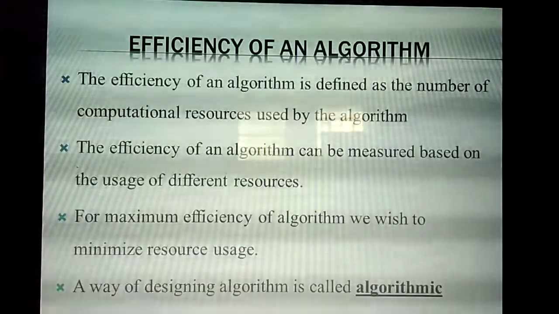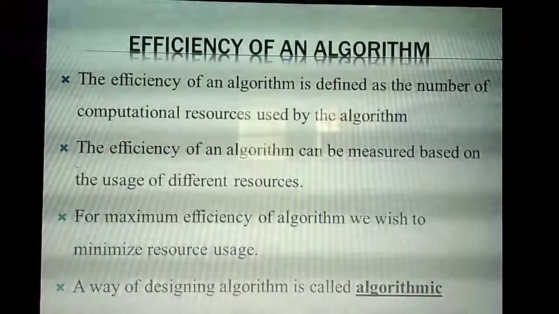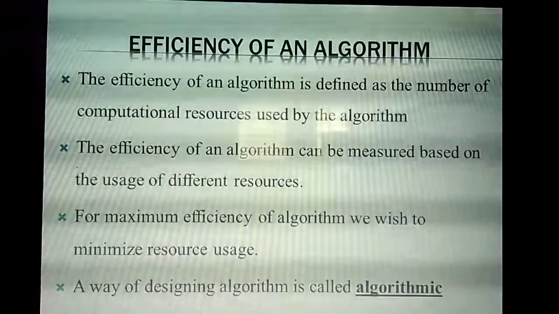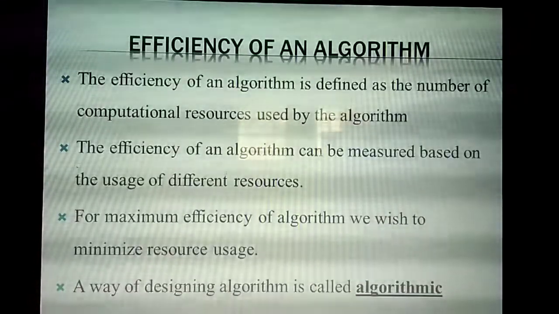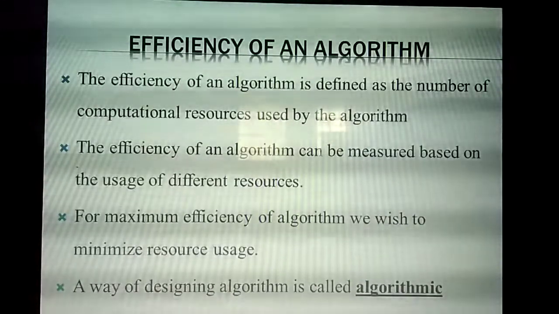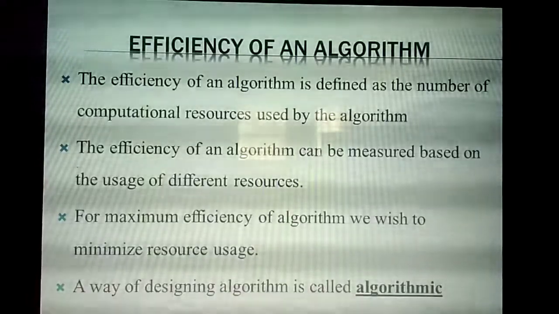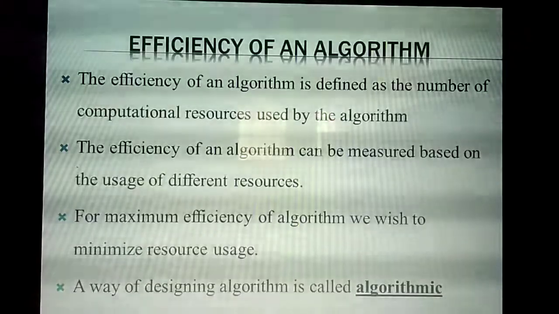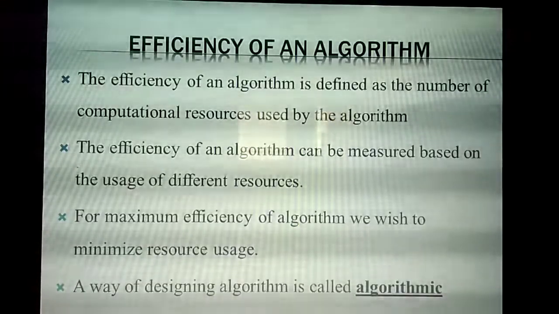Now understand? In that example I said I am using 3 resources. If those 3 devices are efficient, the printing also will be very nice. Likewise, in a particular algorithm, how many computational resources you are using, based on that only we can determine efficiency. So can you understand the first point?